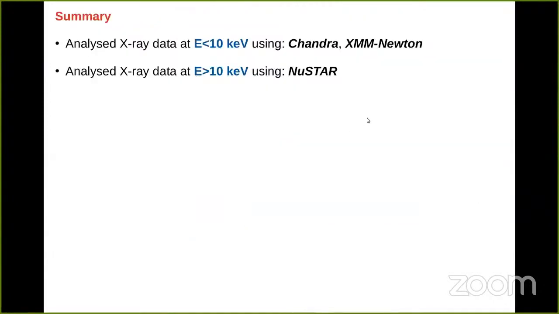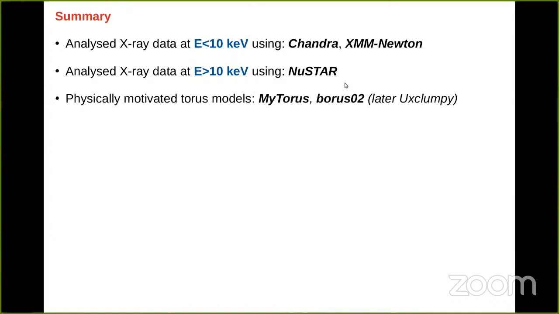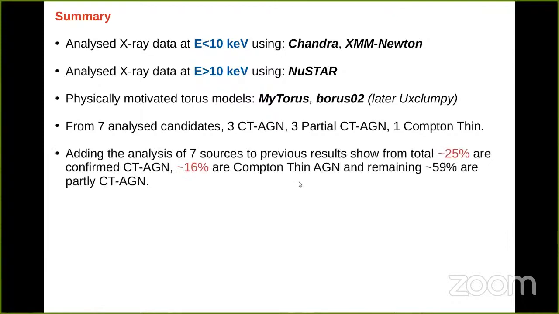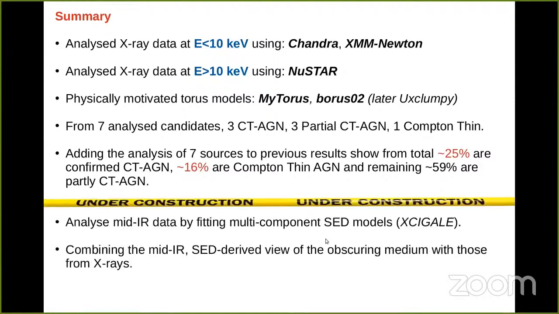So as a summary, we analyzed soft X-ray data using Chandra and XMM-Newton. For hard X-ray, we used NuSTAR data. We fitted physically motivated torus models like MyTorus and Borus to explore and analyze these sources. From the 7 analyzed sources, 3 came out to be Compton-thick, 3 partially Compton-thick, and 1 Compton-thin. Adding my results to previous publications, we found that about 25% of them are confirmed CTAGN, 16% Compton-thin, and 59% partly Compton-thick. For our future work, we'll analyze the mid-infrared data with the fitting technique, and finally produce a joint analysis of X-ray and mid-infrared data of the obscuring medium. Thank you.